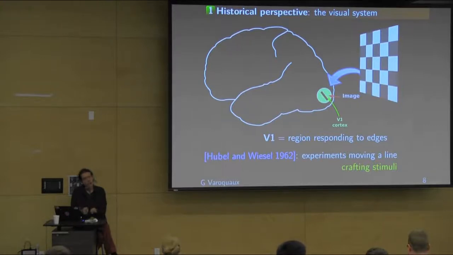And the way they did this is that they did experiments where they moved basically a line of light in the visual fields of cats, and they recorded the response. And they could show that there was a very clear, very specific response to this line. So when we think about what happened here, they crafted a stimulus that was well adapted to the function of the region that they were studying, and then they looked at the response of the region.